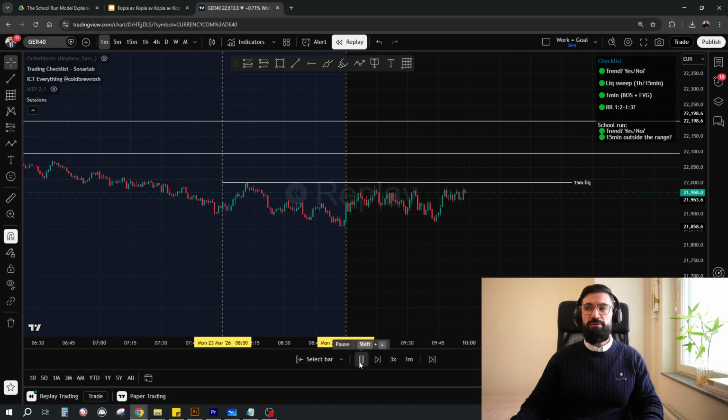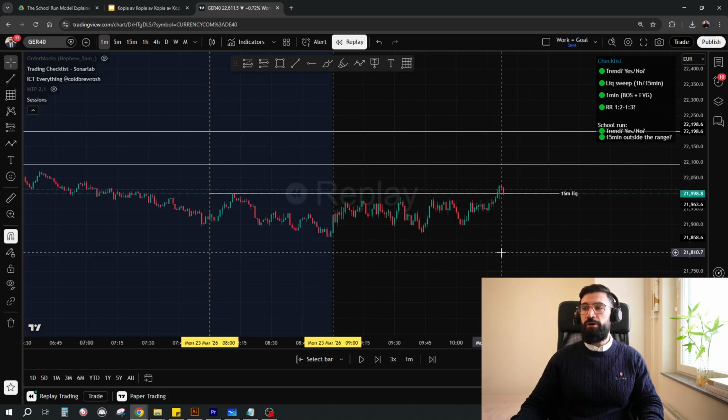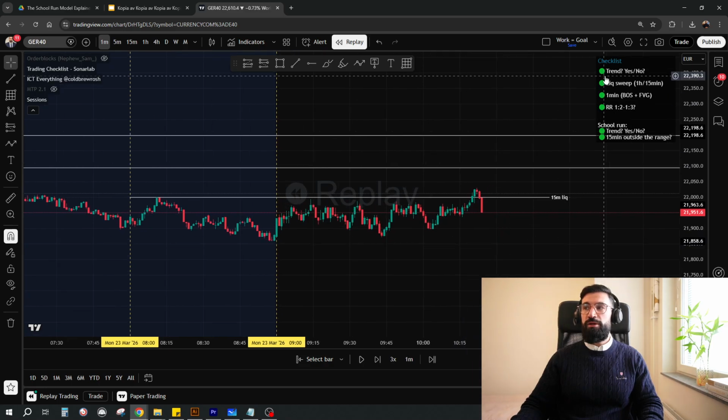And should it sweep liquidity soon or not? All right, come on. There you go. It just swept liquidity. It swept liquidity right here. It's following the trend. That's number one. Check. Liquidity sweep, 1 hour, 50-minute. It's on the 50-minute. Check.